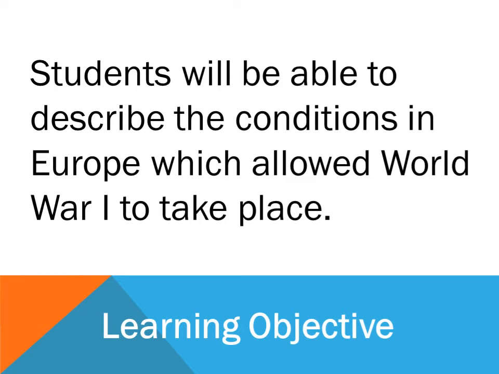For your learning objective today, you will be able to describe the conditions in Europe which allowed World War I to take place. Now remember, as I said as we started this, we were in a position where three of the major monarchs were actually first cousins. So you would think that they wouldn't be able to start World War I, that they wouldn't have a reason to because they were all relatives. However, we're going to talk about those conditions that were in place with the alliances and whatnot that caused this to actually happen.